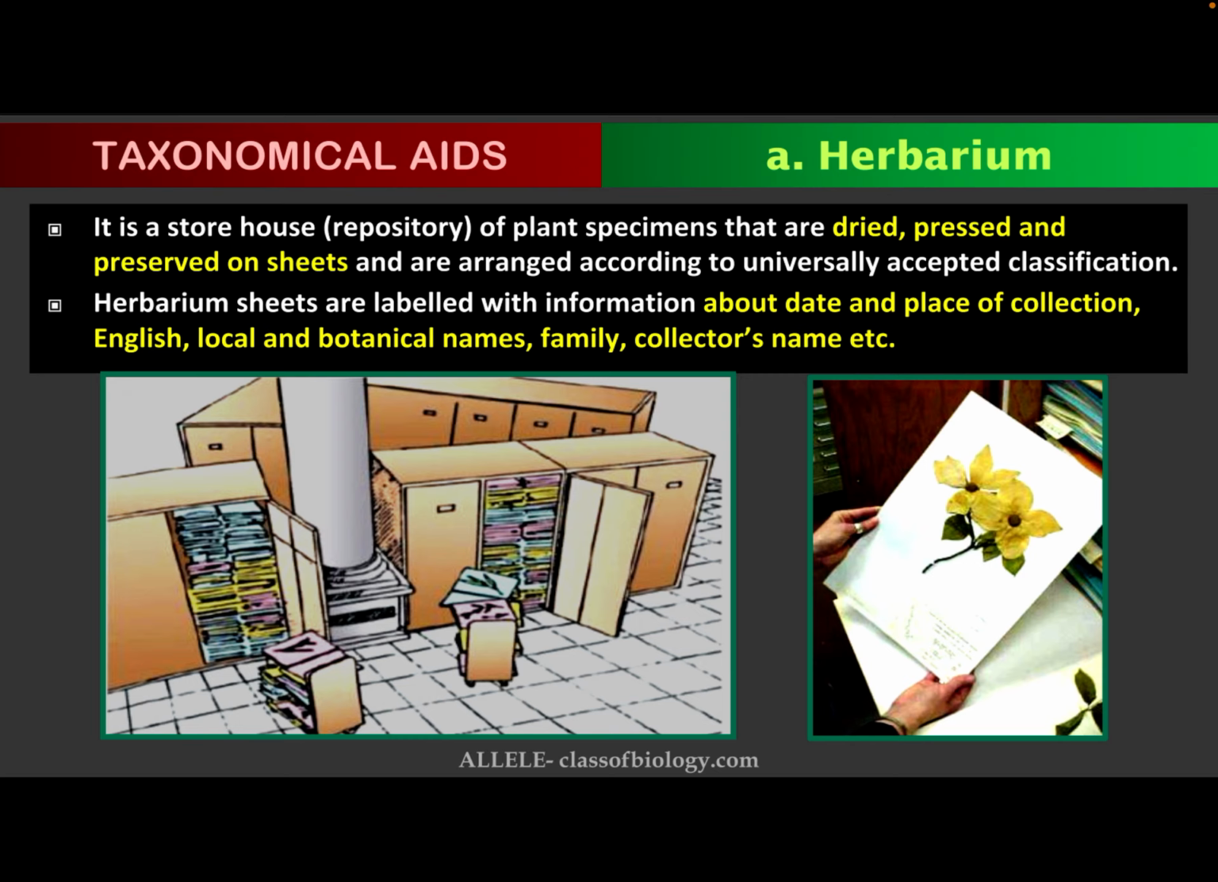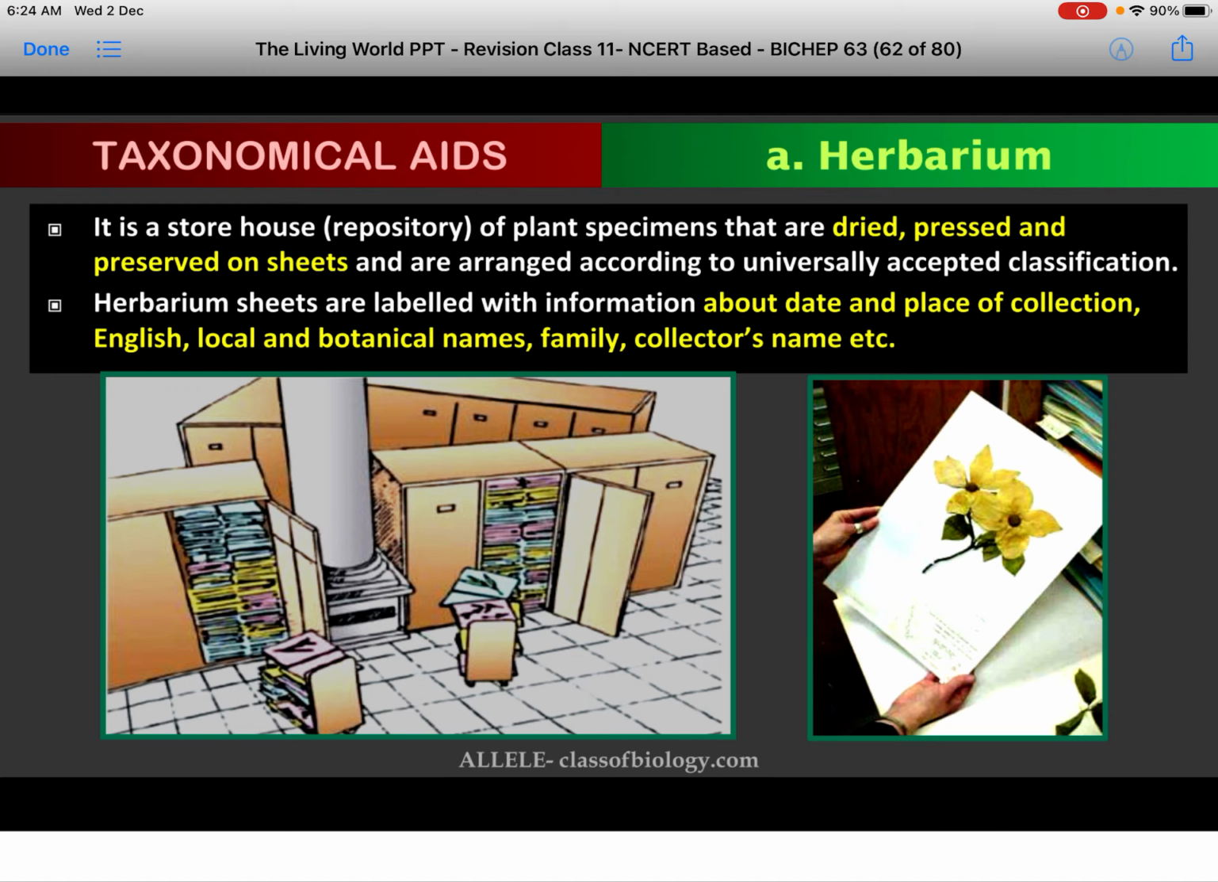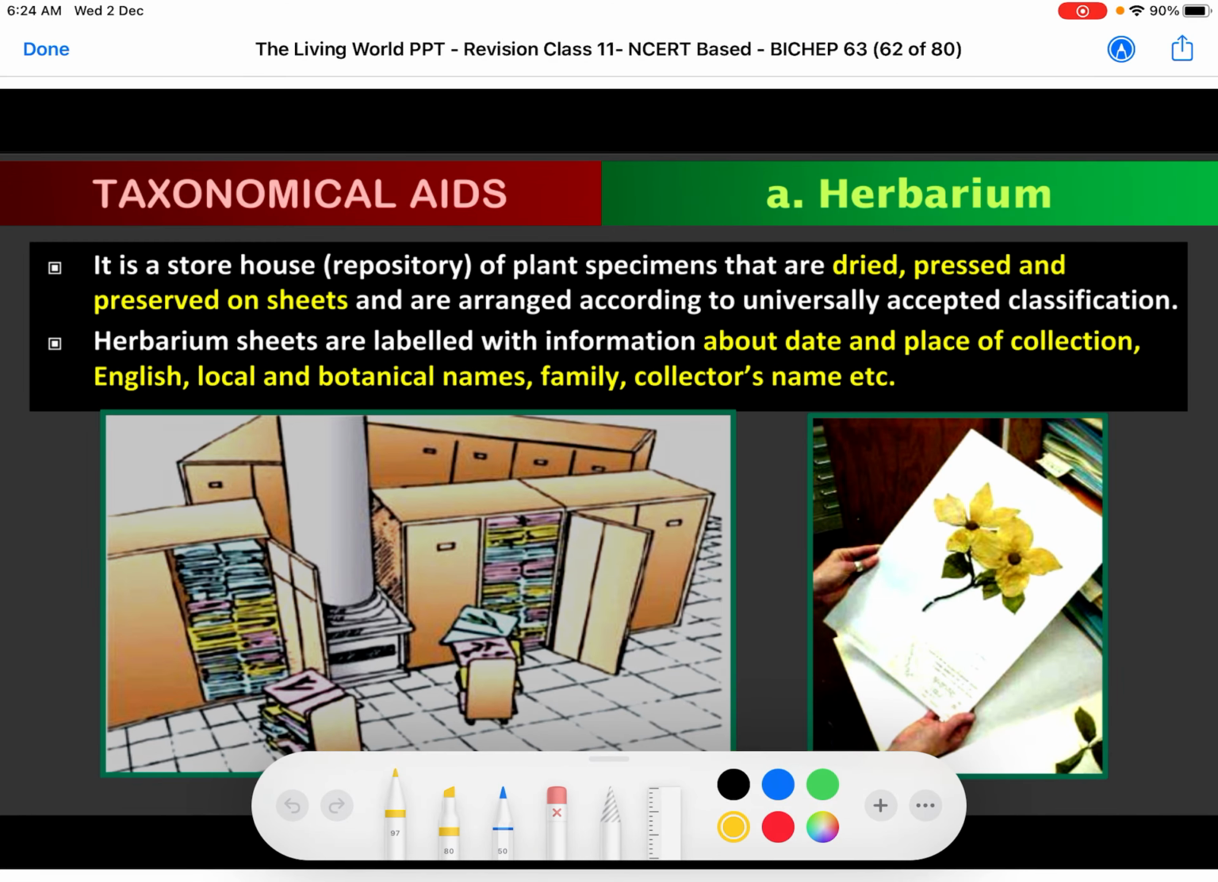So, we want to have some help of a particular type of references, and those references which help us to understand and study the classification are known as the taxonomical aids. So, these are the references and tools which are important for us to study the classification or diversity.